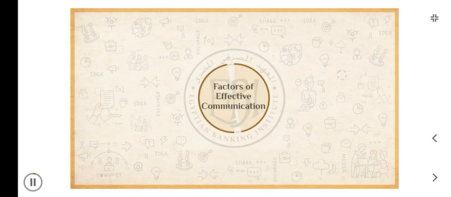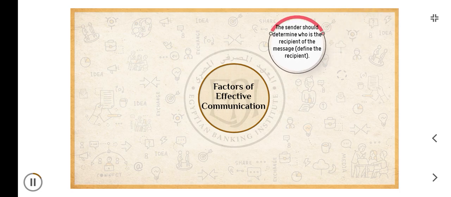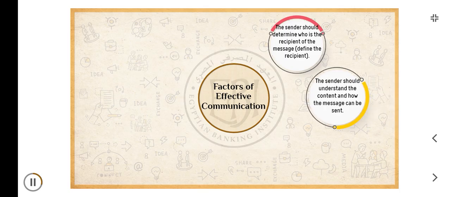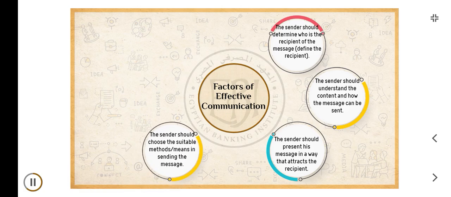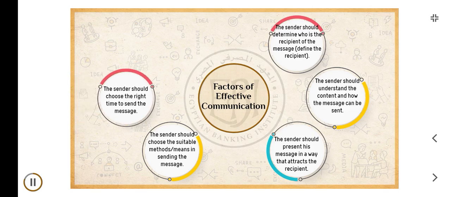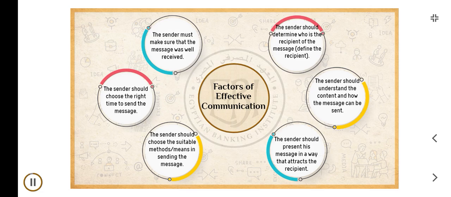Factors of effective communication. The sender should determine who is the recipient of the message. Define the recipient. The sender should understand the content and how the message can be sent. The sender should present his message in a way that attracts the recipient. The sender should choose the suitable methods or means in sending the message. The sender should choose the right time to send the message. The sender must make sure that the message was well received.